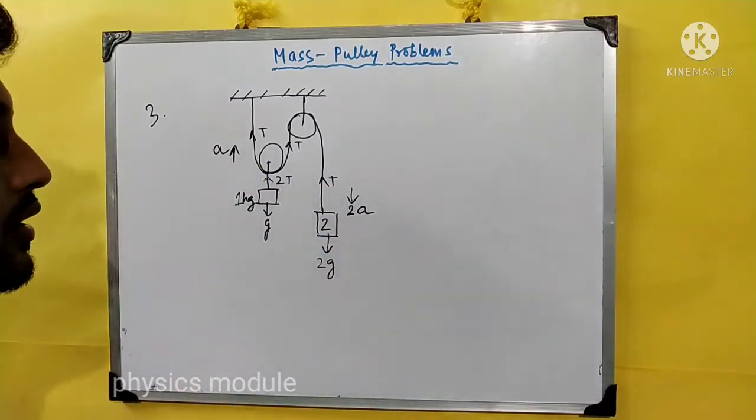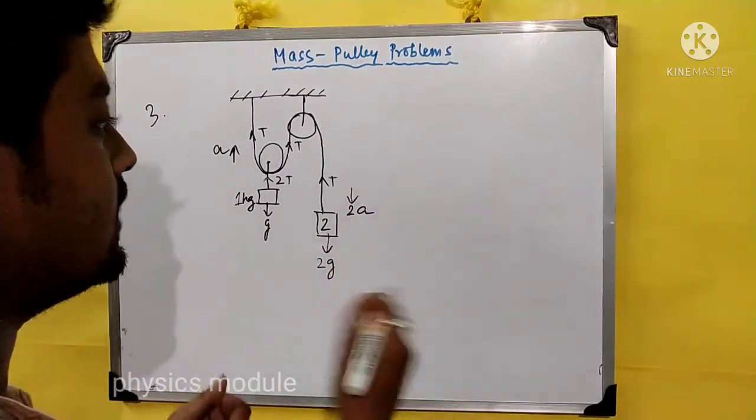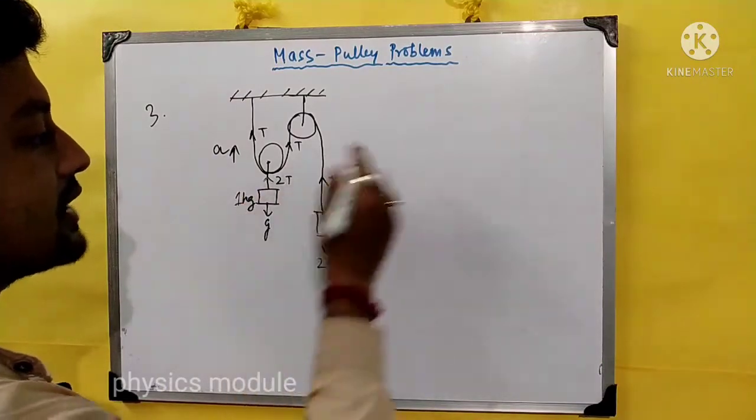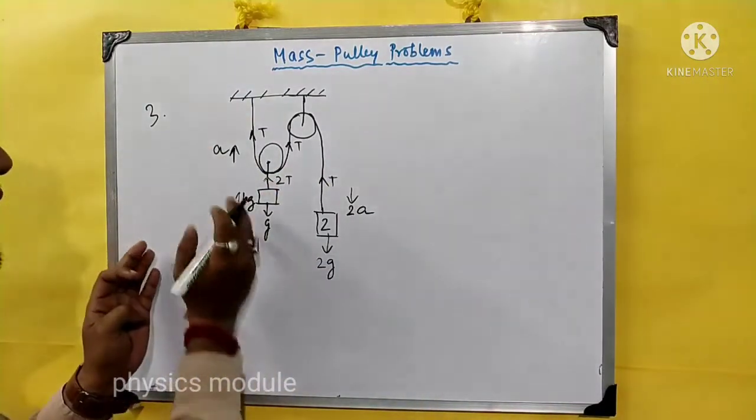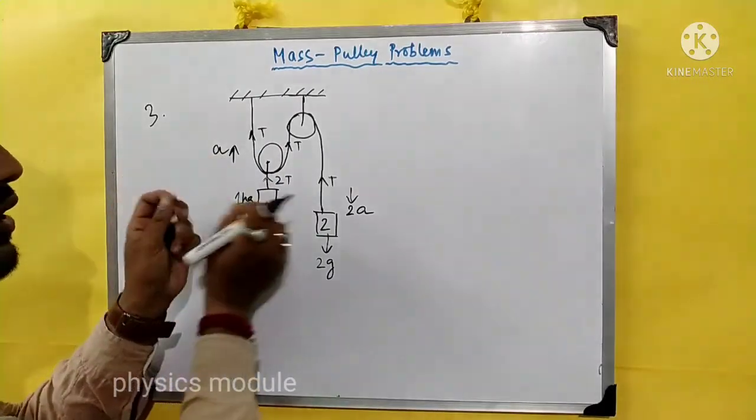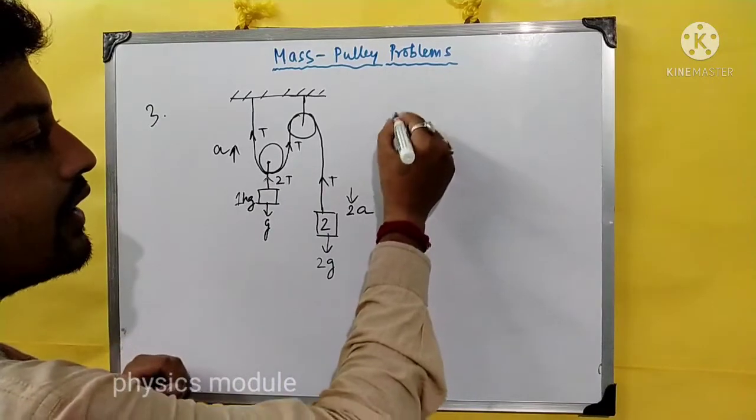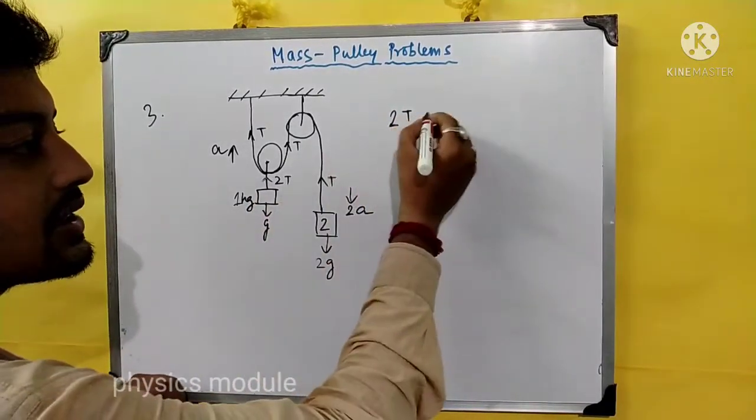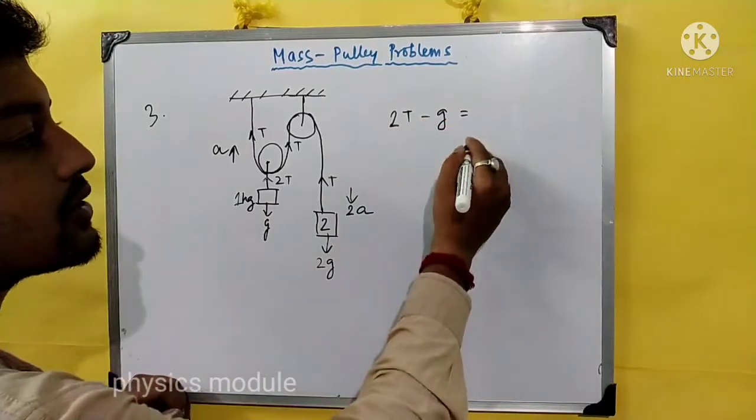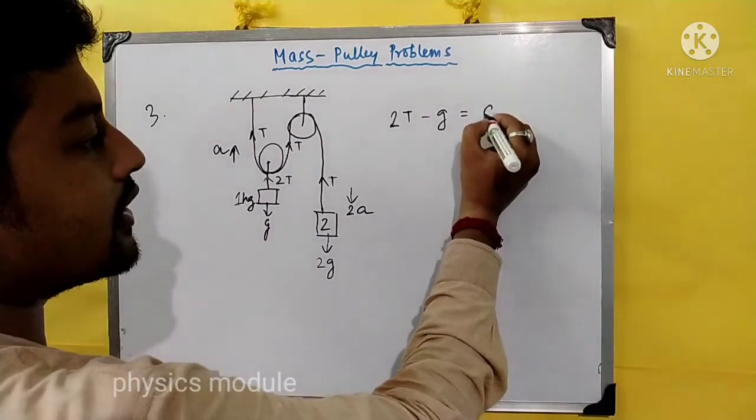Okay, so this 2 kg mass will achieve 2A acceleration. So let me write the equations for this mass. See, this is moving upward in the direction of acceleration, so acceleration and T's direction are the same. So we will write tension, which is 2T for this mass, as positive, minus G. It will be equal to the product of mass and acceleration. Mass is 1 kg over here, so it will be A.